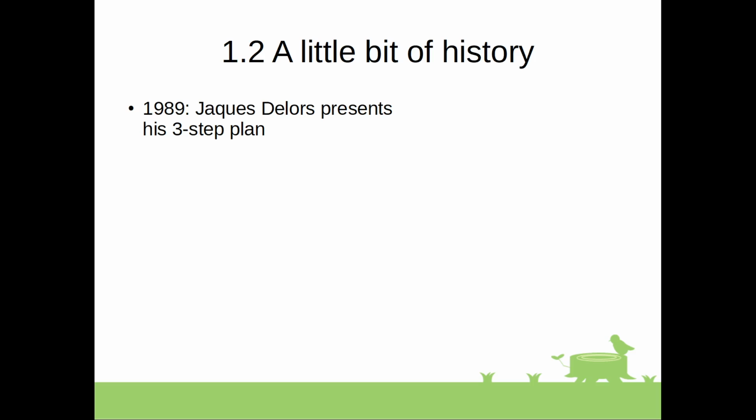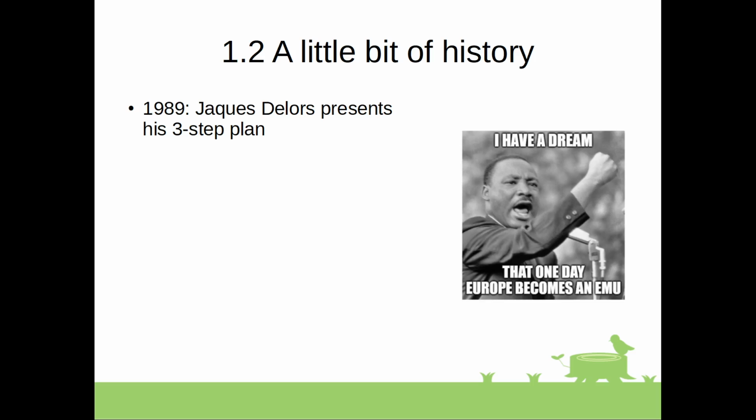So in 89 over here, a Frenchman, Jacques, presented his three-step plan in order to create something. So he had a plan. This is obviously not Jacques. This is Martin Luther King, but Jacques also had a dream. That's why I created this totally not funny meme. And one day Europe becomes an EMU.